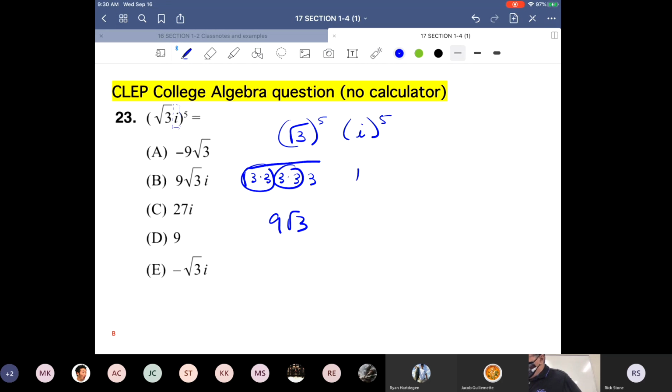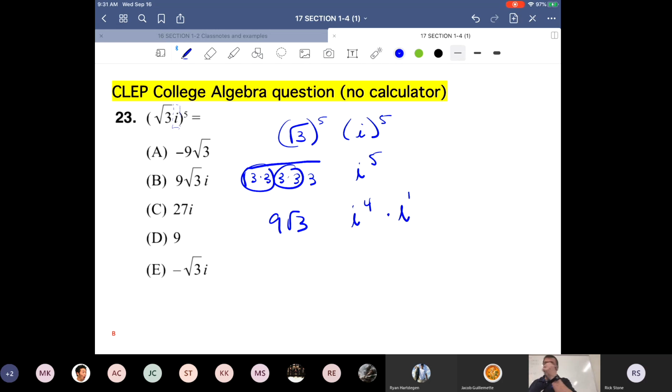Now, here I'm going to get i to the 5th power. I told you earlier that if you had the square root of -1, it was i to the 1st power. i to the 2nd power was -1. i to the 3rd power was -i. i to the 4th power was +1. And i to the 0 power was +1. I didn't tell you how to do i to the 5th power. Could I write that, though, as i to the 4th power times i to the 1st power?